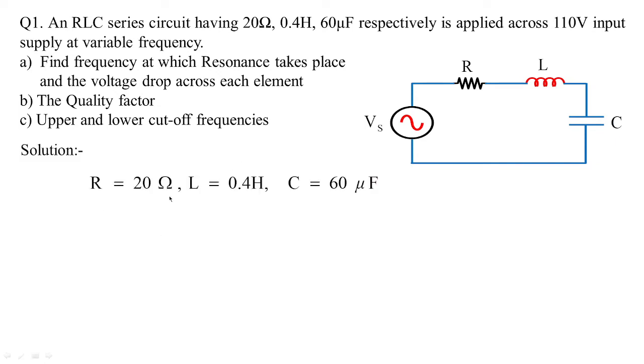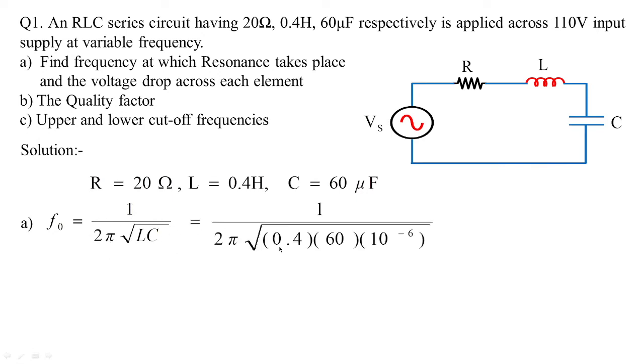So the given parameters are resistance, inductance, and capacitance. The numerical values are given. At resonance for series RLC circuit, the resonant frequency is obtained as 1 by 2 pi under root LC. Just substitute the values of L and C in this particular circuit. So we have 1 divided by 2 pi, L value is 0.4 Henry and C value is 60 microfarads. So 60 into 10 to the power of minus 6.